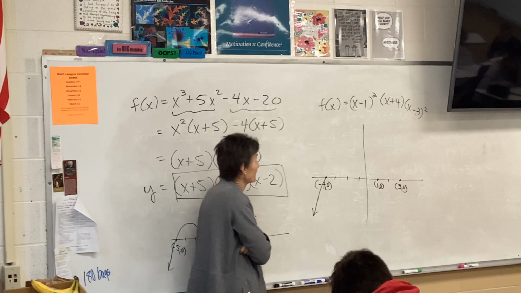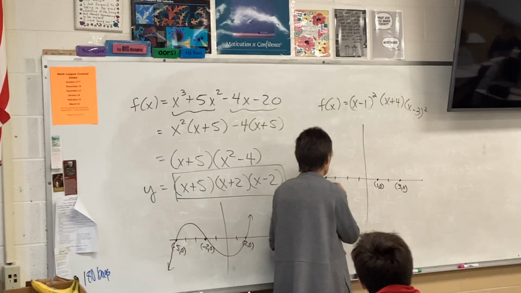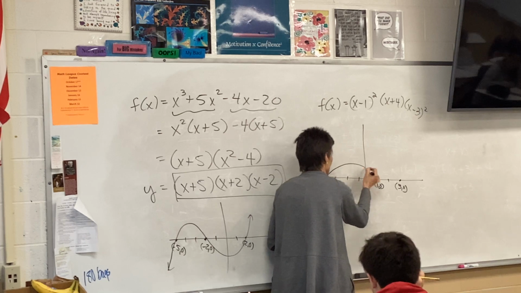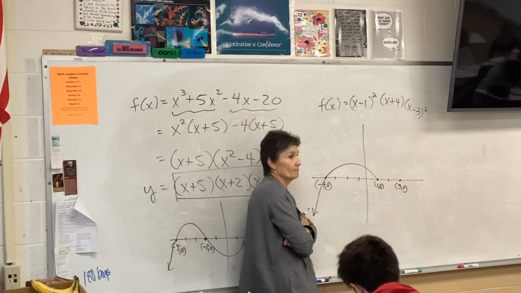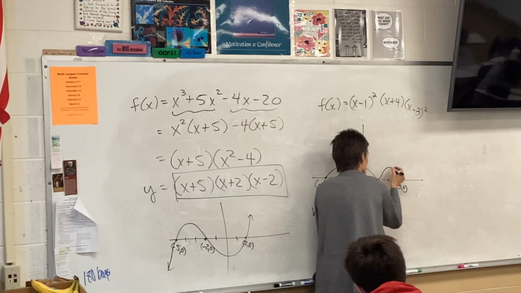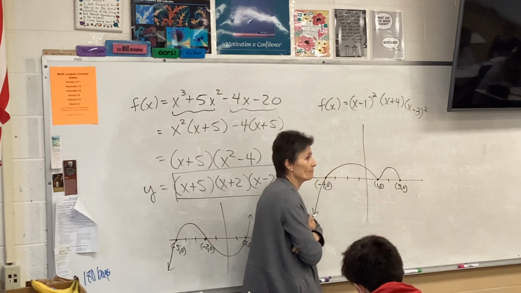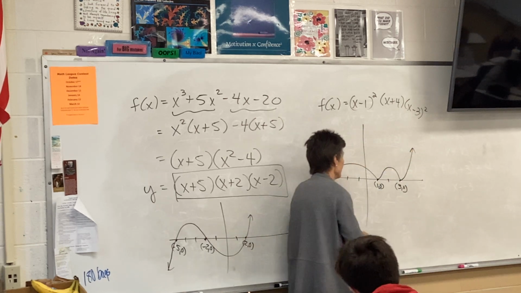What do I do when I hit that -4? Go through it. And then connect to the next one. And then what do I do when I hit the 1? Bounce. Turn around and go back. That's right, bounce off. What do I do when I hit the 3? Bounce off. Turn around and go back. And there you go.